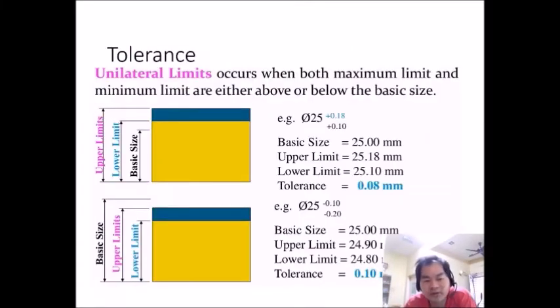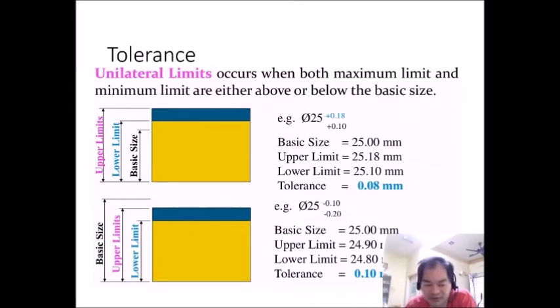Okay, tolerance. Unilateral limits occur when both maximum limit and minimum limit are either above or below the basic size. By referring to the top figure, the upper limit and lower limit are above the basic size. So how do we write the tolerance? We write 25, with the tolerance for the upper limit in superscript and the lower limit in subscript. So the upper limit becomes 25.18 and the lower limit is 25.10 mm. The tolerance is the difference between upper limit and lower limit, which is 0.08 mm.